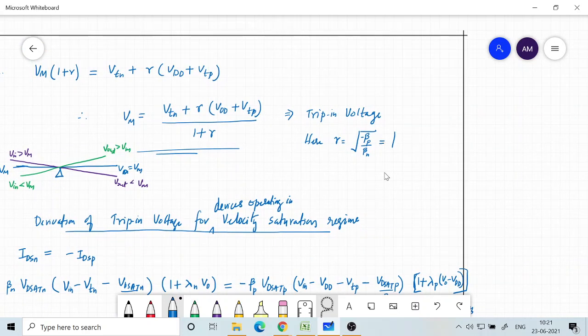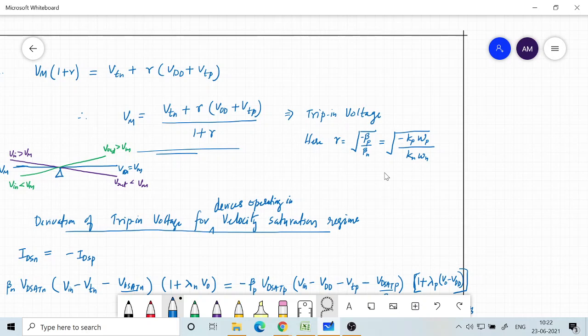So which is equal to square root of minus Kp. Kp is a negative quantity, WP by WN. So L for both transistors I am taking same. Okay, another thing is VTN and VTP. So now you can see what is the effect of increasing VTP, keeping R to be 1.